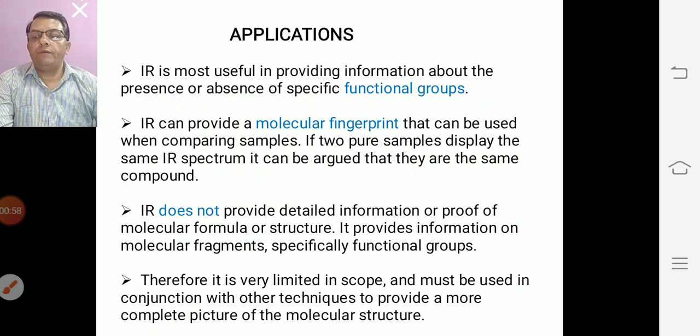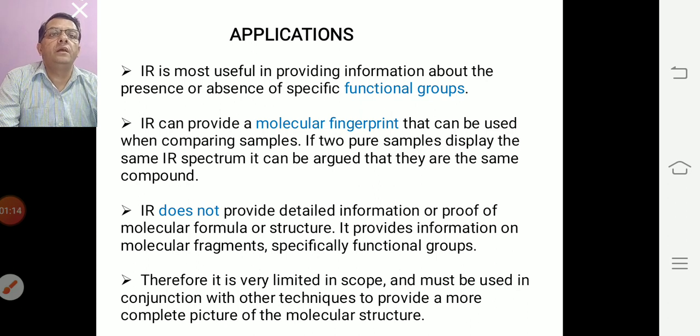The application of IR can be summarized as follows. It is most useful in providing information about the presence or absence of specific functional groups. It can provide a molecular fingerprint that can be used when comparing samples. If two pure samples display the same IR spectrum, it can be argued that they are the same compound.